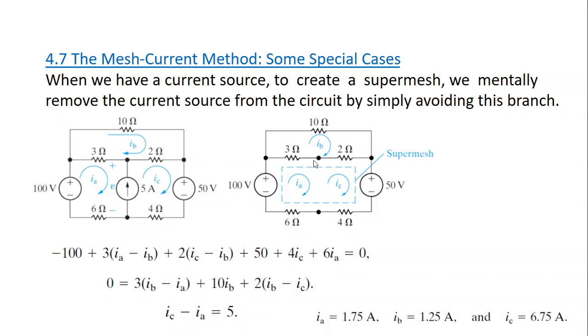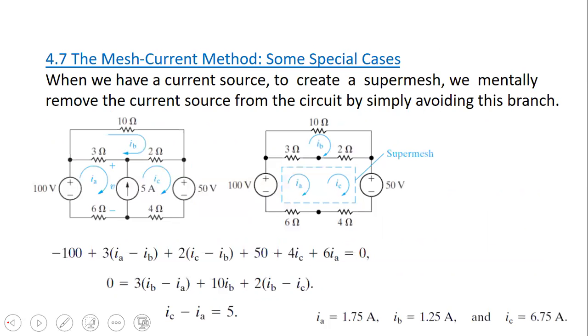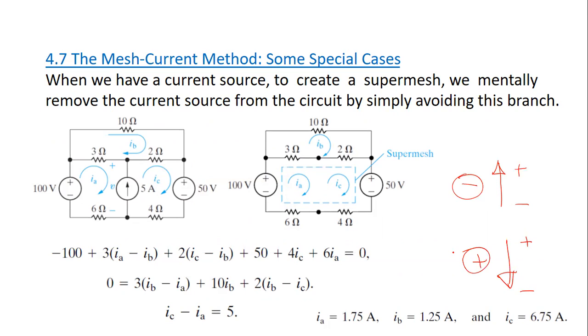So now let's write KVL for the supermesh. If you are going in the direction of voltage rise, it will be negative. If you are going in the direction of voltage drop, it will be positive. We are going with IA in the direction of voltage rise, from the negative to the positive side, so it will be negative: minus 100.